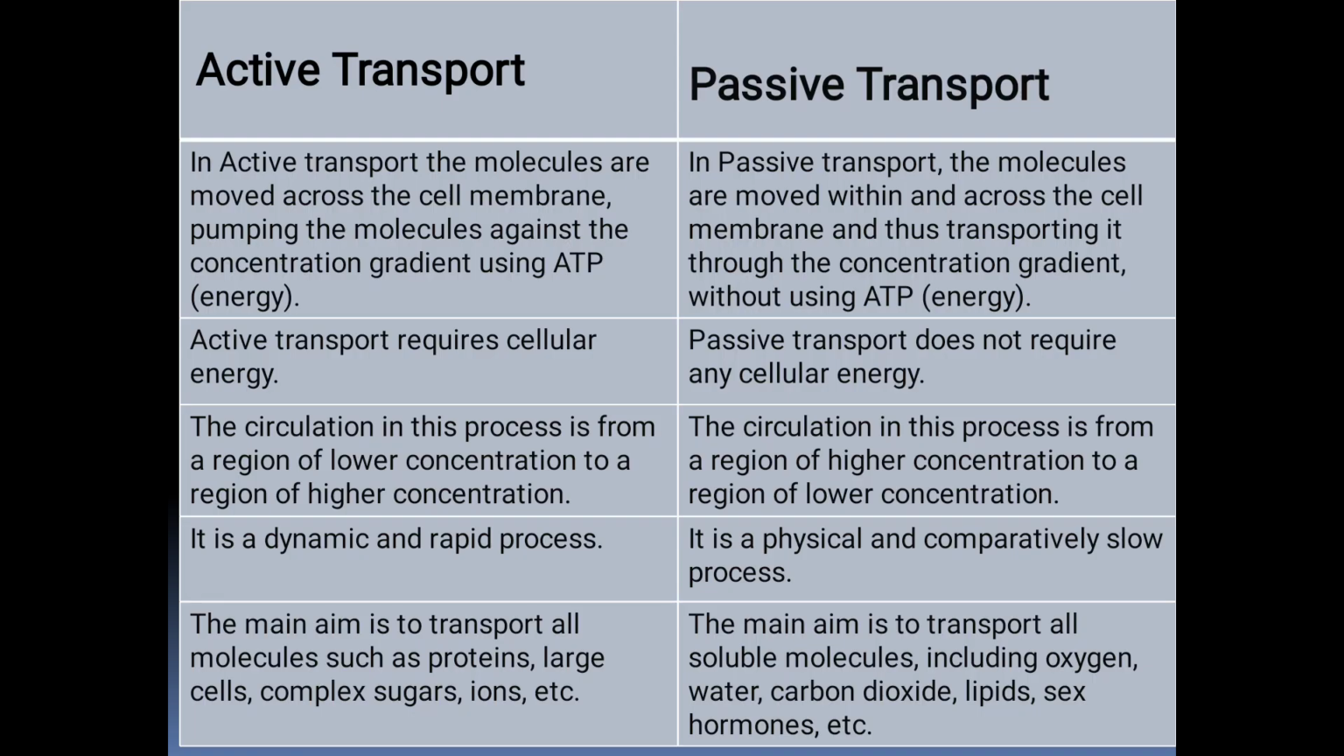The differences between active transport and passive transport are: in active transport, ATP is used; in passive transport, ATP is not used. Active transport requires cellular energy; passive transport does not. In active transport, the movement occurs from a region of lower concentration to a region of higher concentration. In passive transport, it is opposite: the movement occurs from higher concentration to lower concentration. Active transport is a dynamic and rapid process, and passive transport is a physical and comparatively slow process.